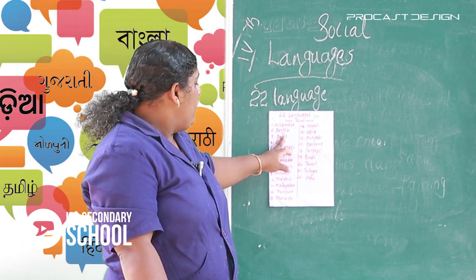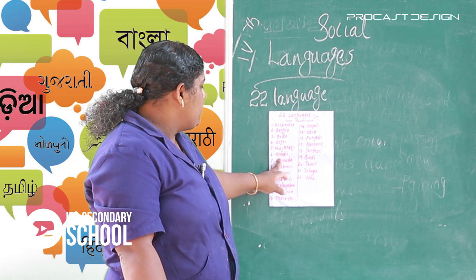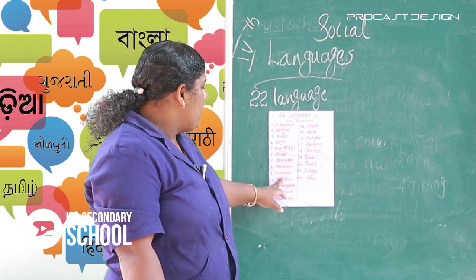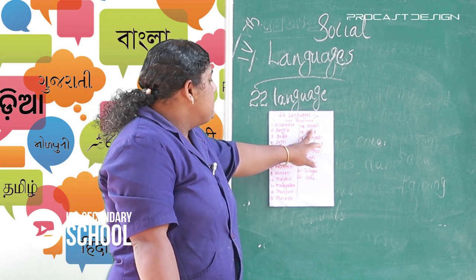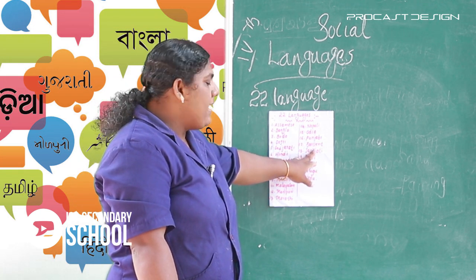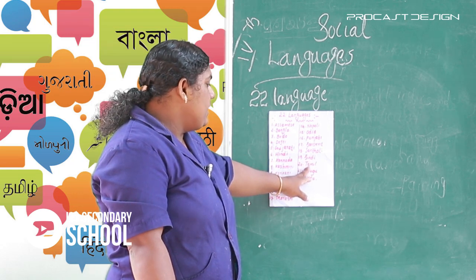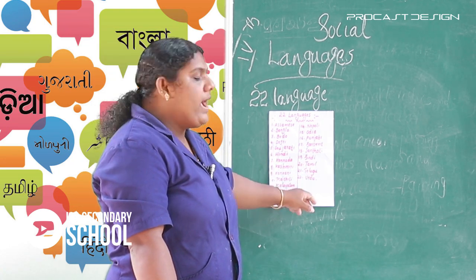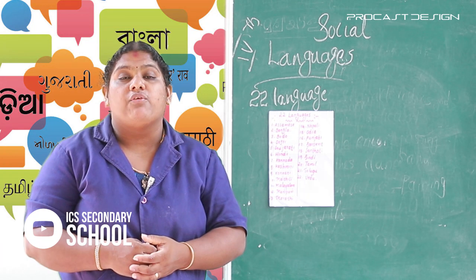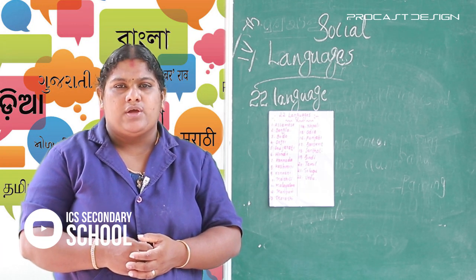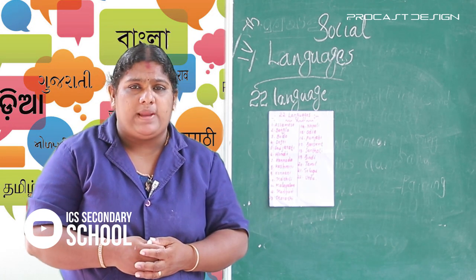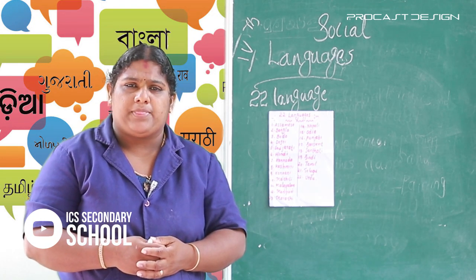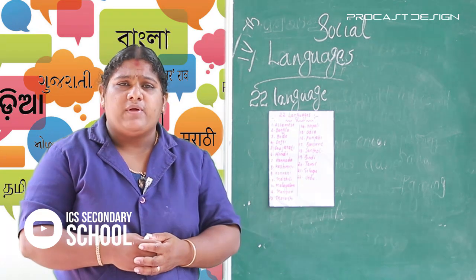Assamese, Bangla, Bodo, Dogri, Gujarati, Kannada, Kashmiri, Konkani, Maithili, Malayalam, Manipuri, Marathi, Nepali, Odia, Punjabi, Sanskrit, Santali, Hindi, Tamil, Telugu and Urdu were the 22 official languages in India. So in your notebook, you write the names of the 22 languages of India. Okay. All of you write it?